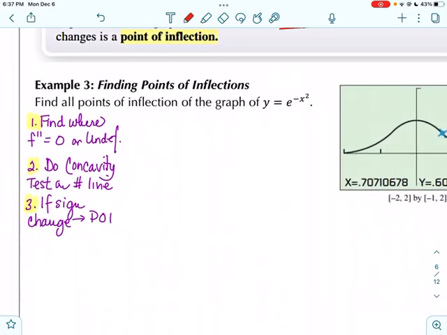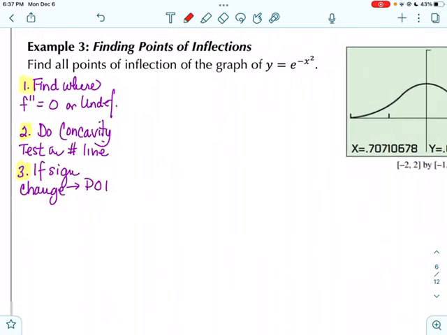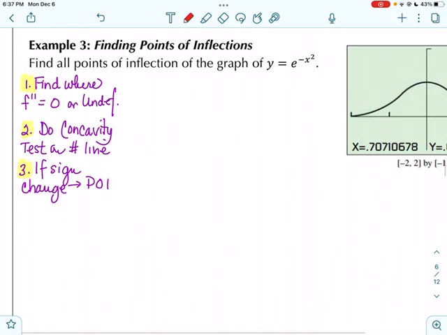So this will be the last one on this video, and then I'll have to start another one. But for this, the first step is we're going to find where f double prime is equal to 0 or undefined. And then the second step, we're going to do the concavity test on a number line. And if there's a sign change, then that's going to be a point of inflection.